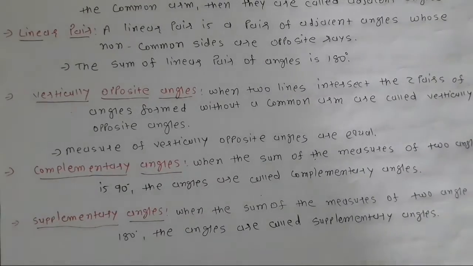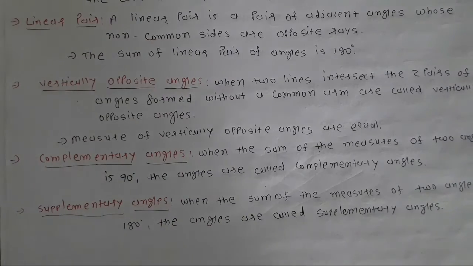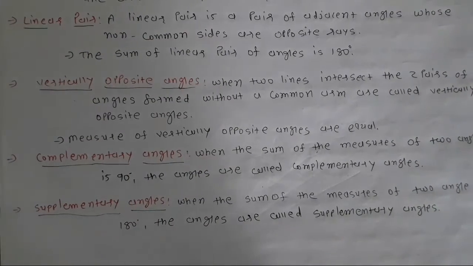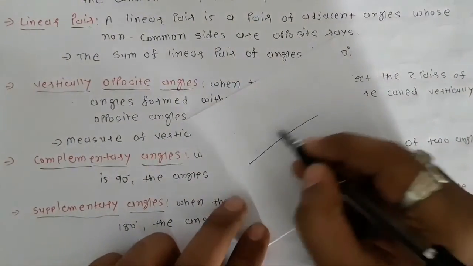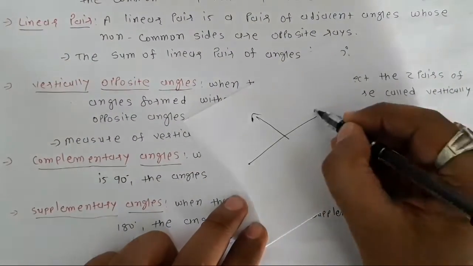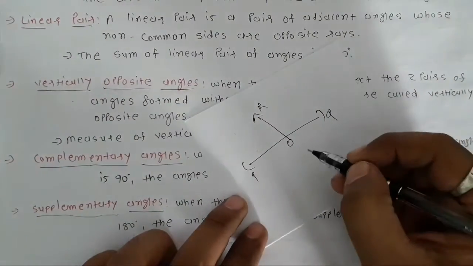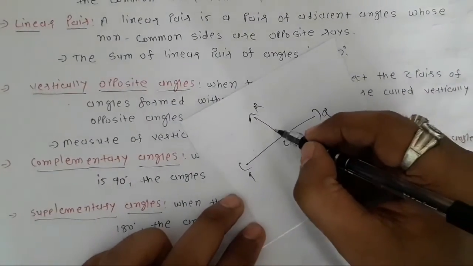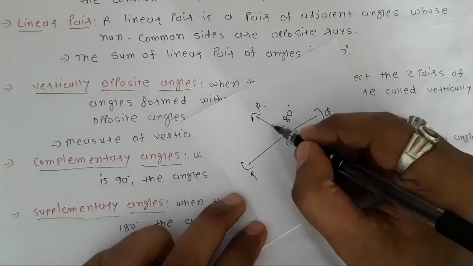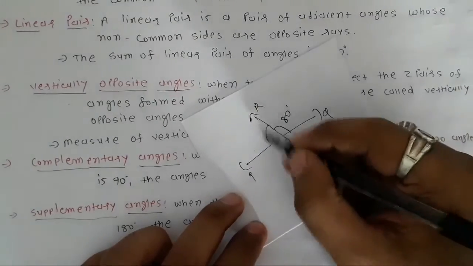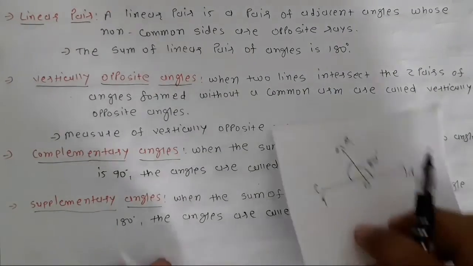Now in the previous case the sum of two angles was 90 degrees. Here, whenever the sum of two angles is 180 degrees, the angles are called supplementary angles. For example, P, Q, R, and this one is my origin O. Now for example, the measurement of this angle is 80 degrees and the question will be like, find the value of this angle. This angle is unknown, but the sum of the measures of the two angles is 180 degrees.